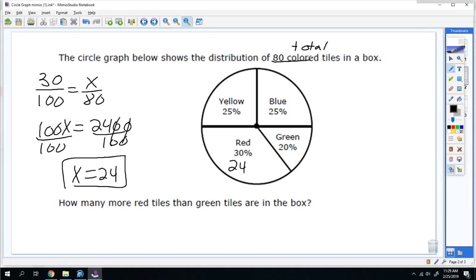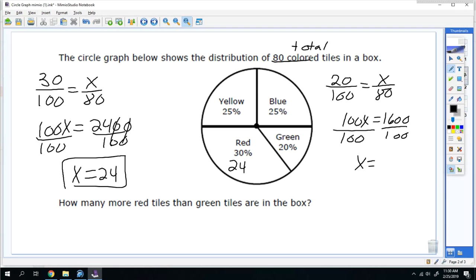So now you're going to do green. Green would be 20% over 100%, which is equal to x over 80. So this would be 100x is equal to 1,600. So you divide 100 to both sides. You get x equals 16. So it means that there are 16 green tiles. It says how many more red are there than green? So you're going to do 24 minus 16, which is 8. So there are 8 more red tiles than green tiles.